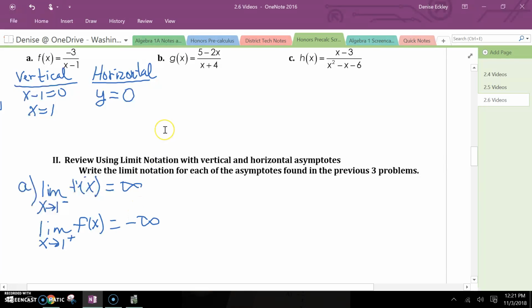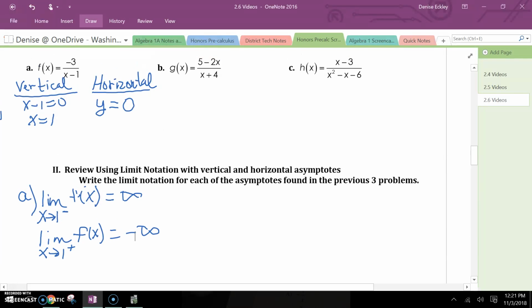Now, the horizontal asymptote, just to remind you, is the end behavior for very, very large and very, very small x's. So we can write this in one limit: the limit as x approaches negative or positive infinity, because it's for very large and very small x's, of f of x is going to be the value of our horizontal asymptote, which is 0.